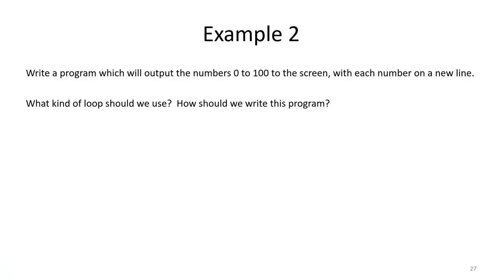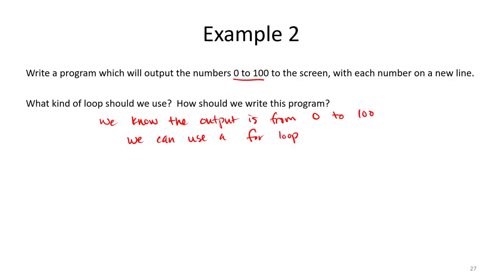Write a program which will output the numbers 0 to 100 to the screen with each number on a new line. What kind of loop should we use, and how do we write this program? Well, notice we know how many times this program needs to run. We can use a for loop. A for loop might be the most convenient way. Alternatively, a while loop could also work.